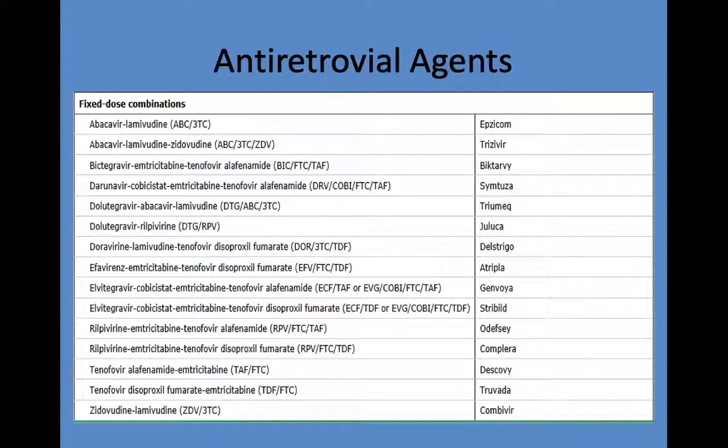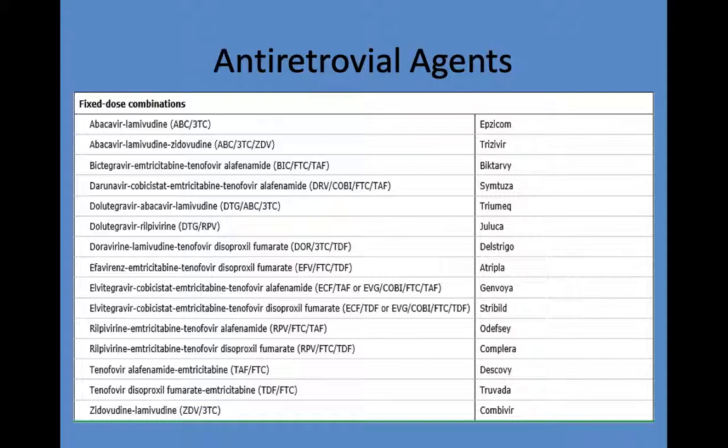There are a lot of fixed dose combinations. These are great for patients because it's so much easier with compliance. If you can get away with one of these, if your patient is not resistant, do these. It's so much easier for patients. You'll see going down, there are some that have 2 drugs, and it moves down to 3. There's even some that have 4 drugs.